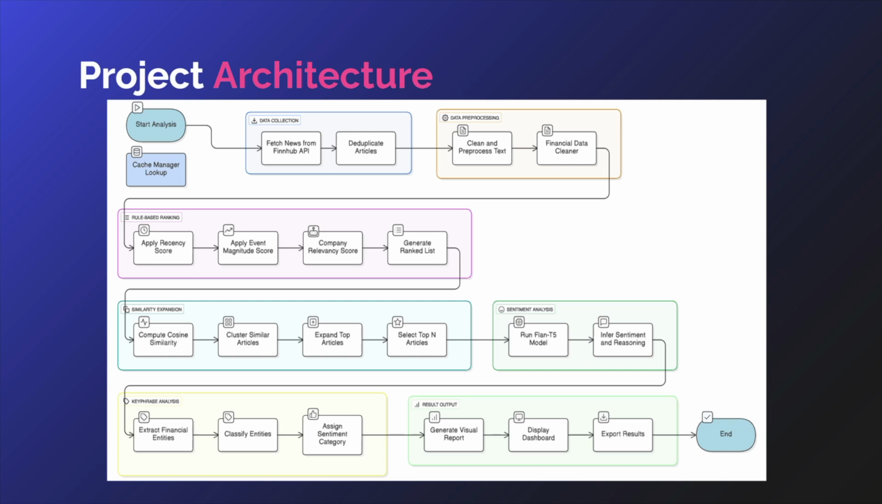Next, the similarity expansion module computes cosine similarity between articles, clusters related stories together, and expands a top-ranked article to include the full context around each major event. We then select the top-N articles for deeper analysis.